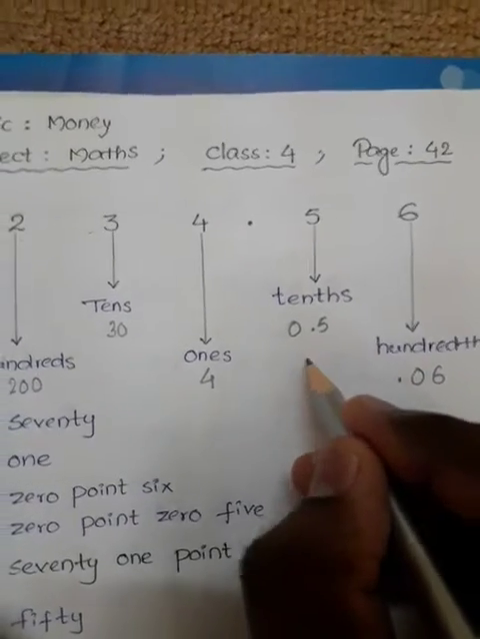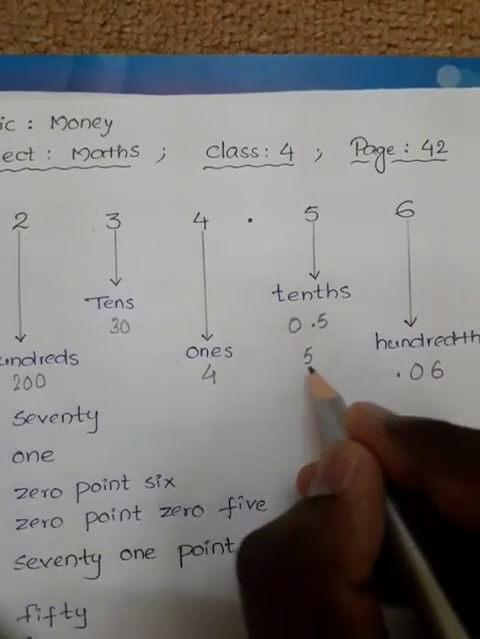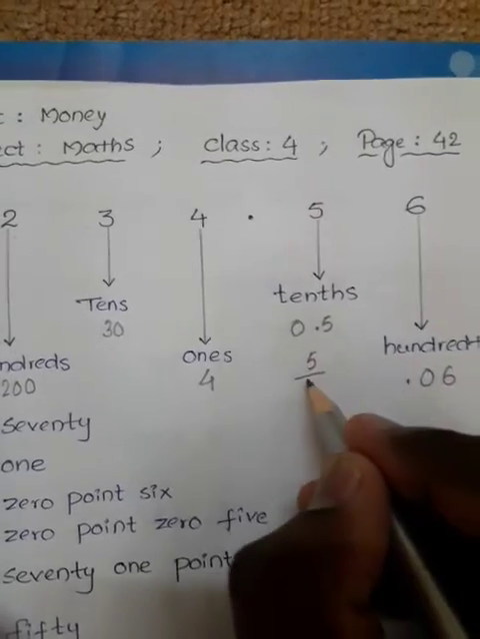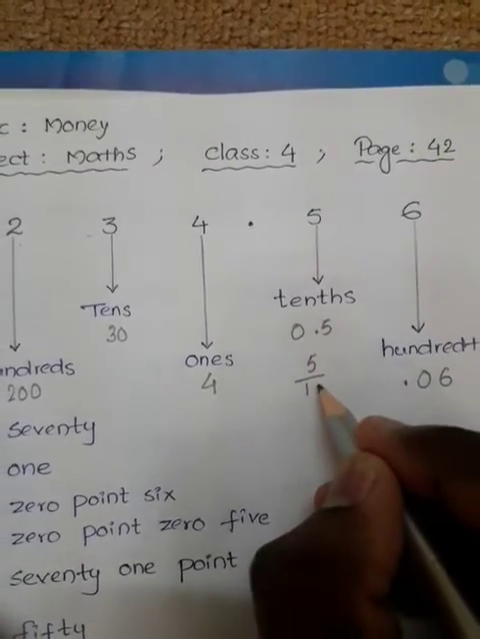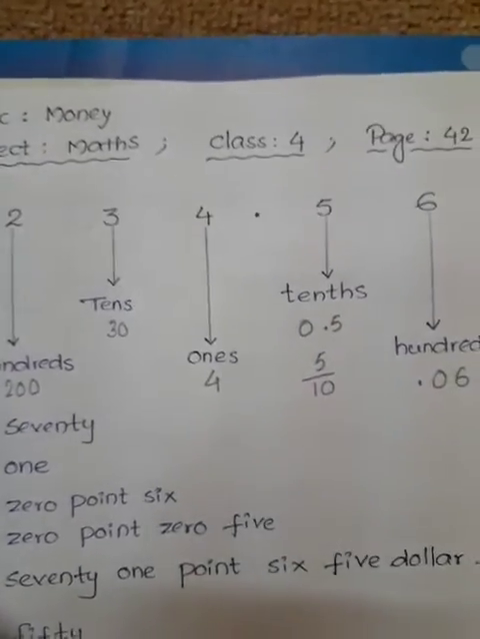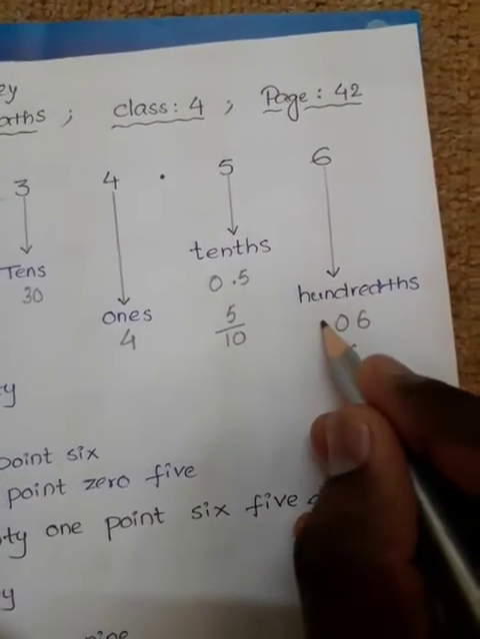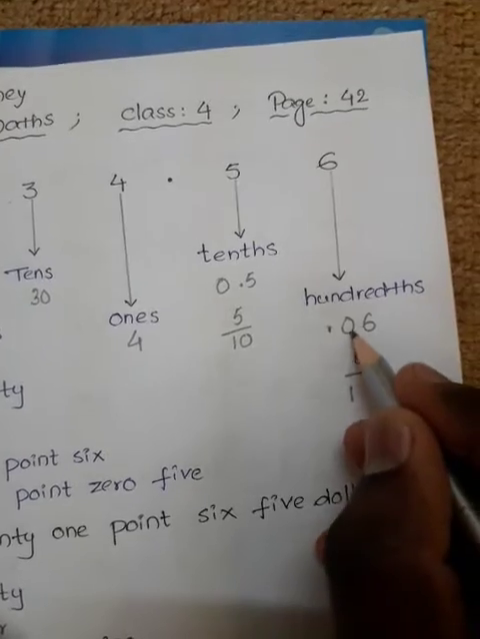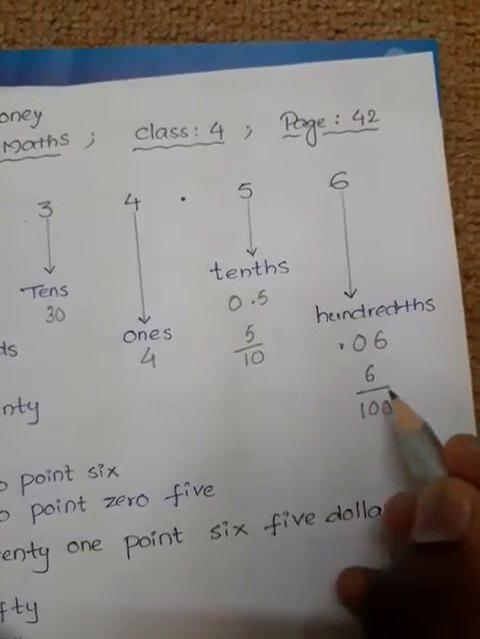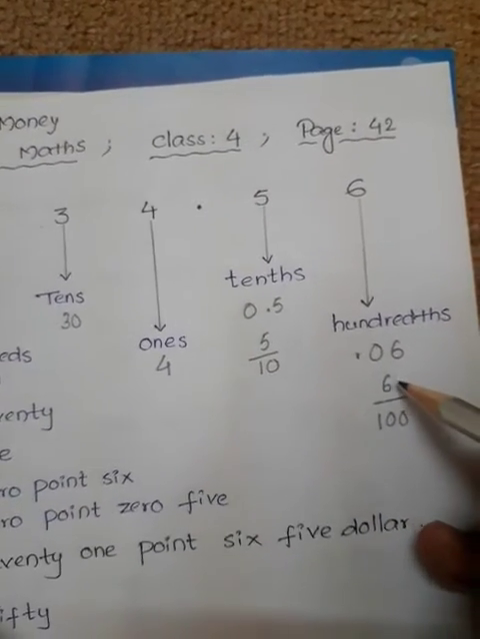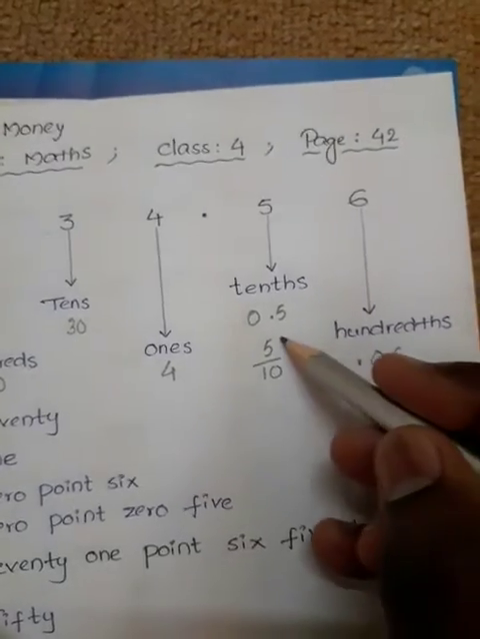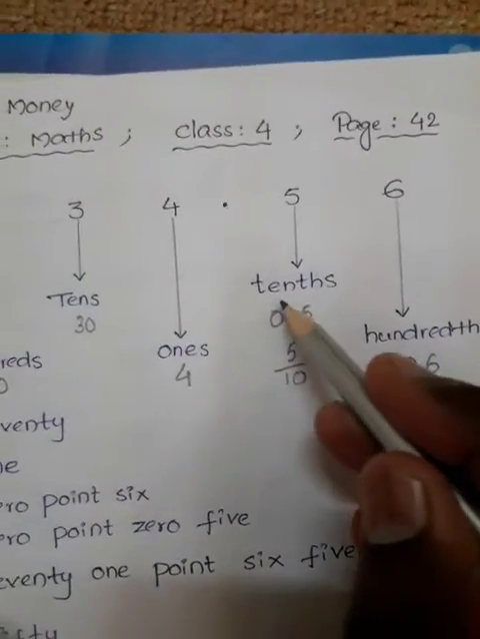Why do we pronounce this as tenths? Because when I want to change it into a fraction, 5 divided by 1 for the decimal, and after the decimal one number, so one zero, that is 5 over 10. If I want to write 6 divided by 1 for the decimal, after the decimal 2 numbers, so 2 zeros. That's why it is 100. That means 6 out of 100. Here 5 out of 10. That's why we pronounce this as tenths, and this is hundredths.